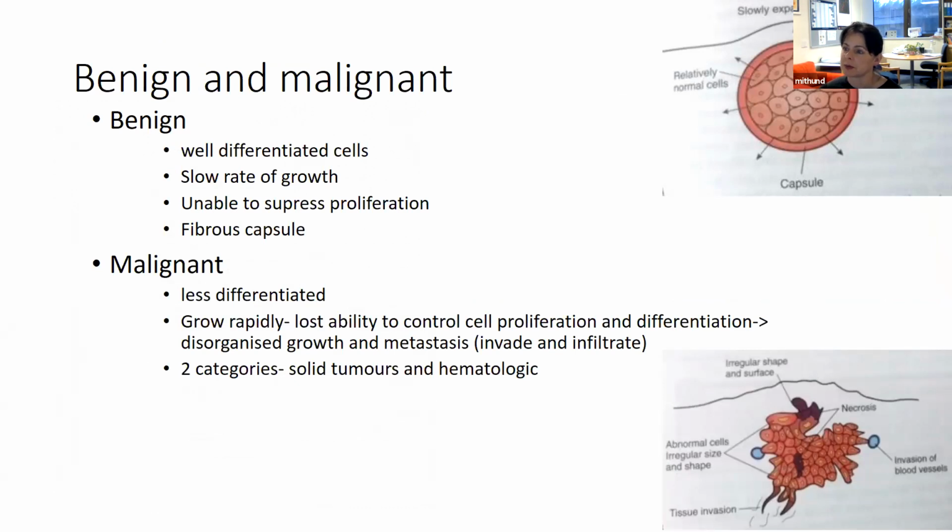Just some key differences between benign and malignant. They're pretty obvious. A benign cancer is nicely contained, typically in a fibrous capsule. The cells are more differentiated, it has a slower rate of growth, but it's unable to suppress proliferation. Whereas a malignant cell is less differentiated, and it grows much faster. And there are essentially two categories: solid tumors and the blood cancers.